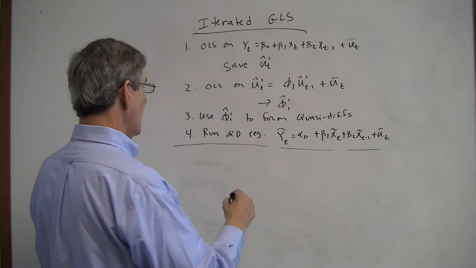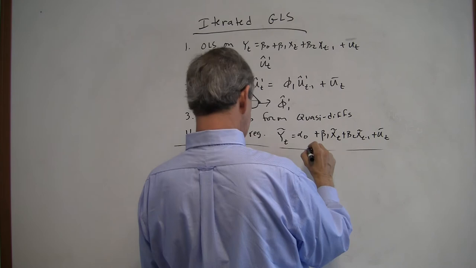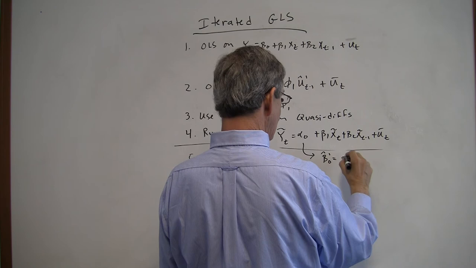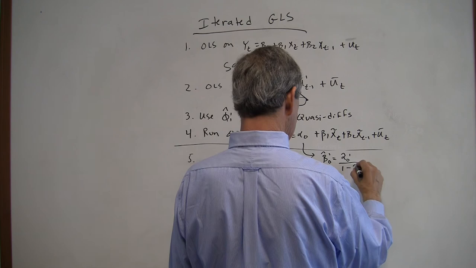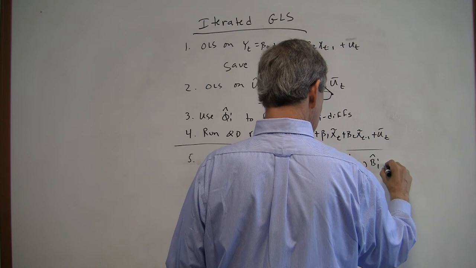So the next step, did I number them this way? Yeah, 5 would be to, so this is going to give us beta naught hat 1 is alpha naught hat 1 over 1 minus phi 1 1 hat. We get an alpha naught hat when we run this regression, and we've got the phi 1 from up here, so we can get beta naught. And then here we'll get beta 1, 1 hat, and beta 2, 2 hat.